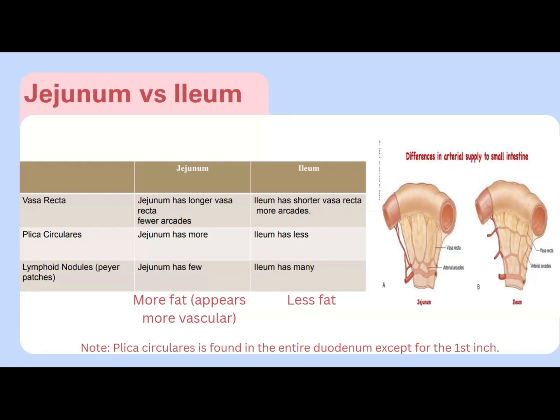Okay, nice. So now we're going to talk about the jejunum and the ileum. What is the difference between the jejunum and ileum? The vasa recta in the jejunum is longer than the ileum. So what is the vasa recta?